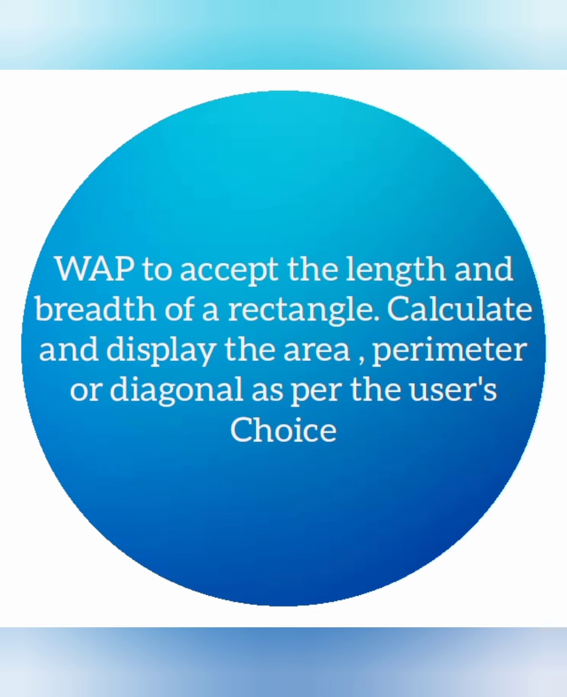Here we can enter length and breadth and find out the area, perimeter and diagonal of a rectangle, as per the user's choice. The user's choice means we can use a switch case statement here. For that we also need a control variable. So here we need to enter 3 variables for inputting.